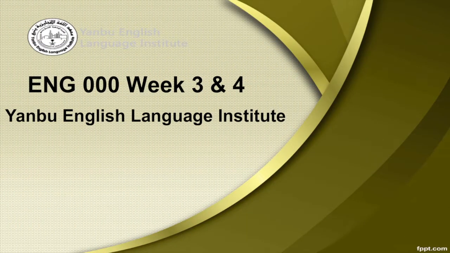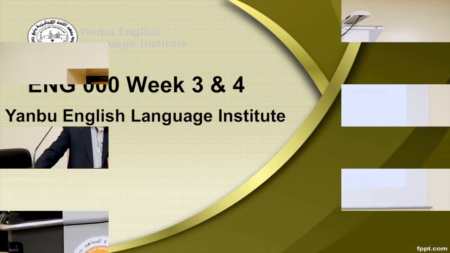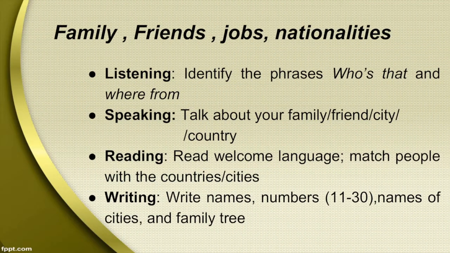In these 2 weeks, we are going to cover the topics of familiar contexts like family, friends, jobs, and nationalities. Talking about the 4 skills, in listening, we are going to identify the phrases, who's that, where are you from? In speaking, we'll talk about your family, your friends, your hometown or your city, and your country. In reading, we'll read the communicative language like greetings, matching the people with their countries or cities.